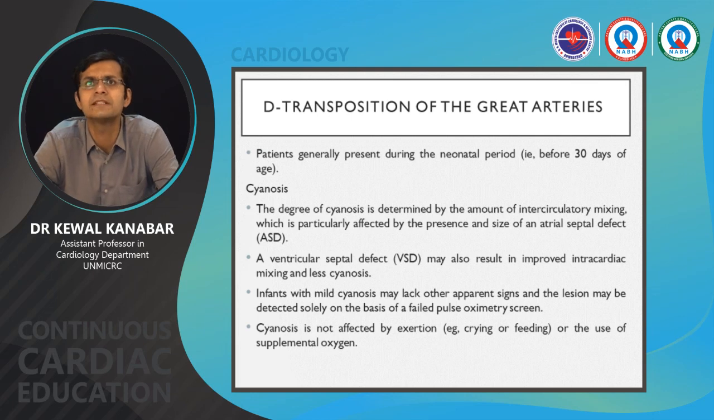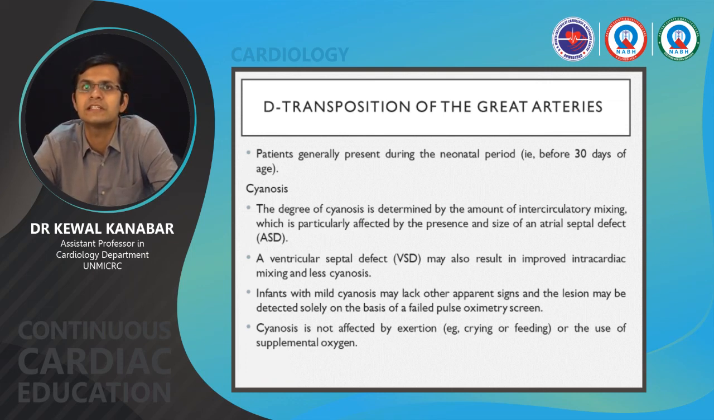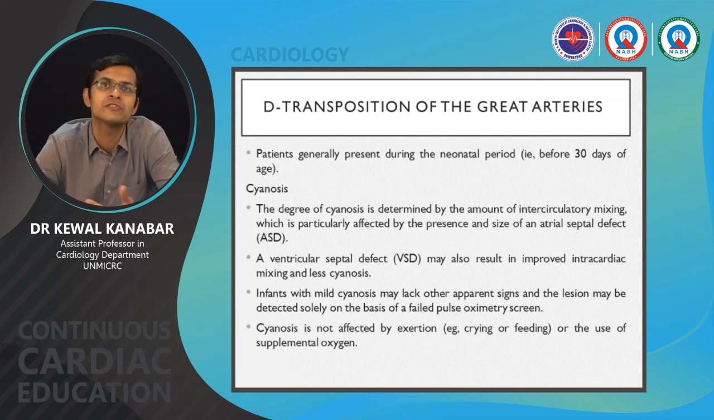And TGA usually presents in the neonatal period. Degree of cyanosis, as I mentioned, is determined by the amount of circulatory mixing, depends on the presence of ASD. A VSD usually will result in good mixing, less cyanosis, but more of pulmonary blood flow and more of pulmonary overload and heart failure. Infants with mild cyanosis may lack other apparent signs, and the lesion may only be detected on the basis of a failed oximetry test. As compared to TOF, which is affected by crying or feeding, cyanosis is not affected by exertion or the use of supplemental oxygen.